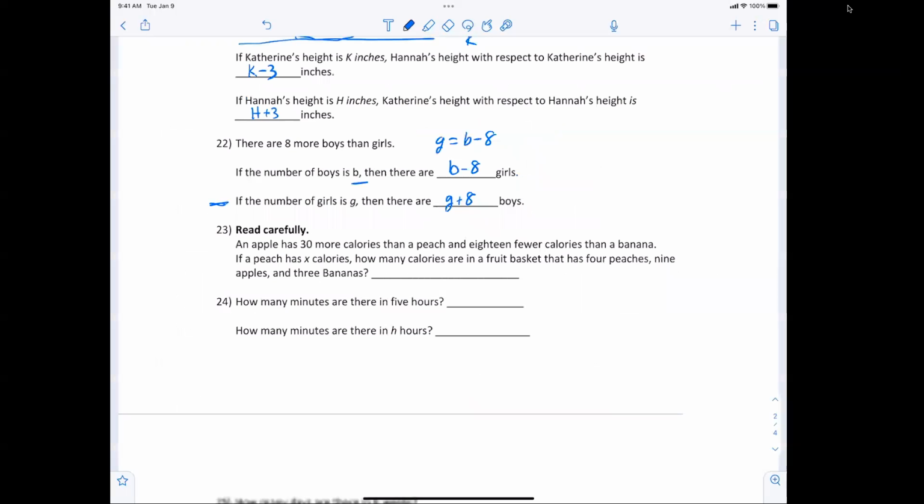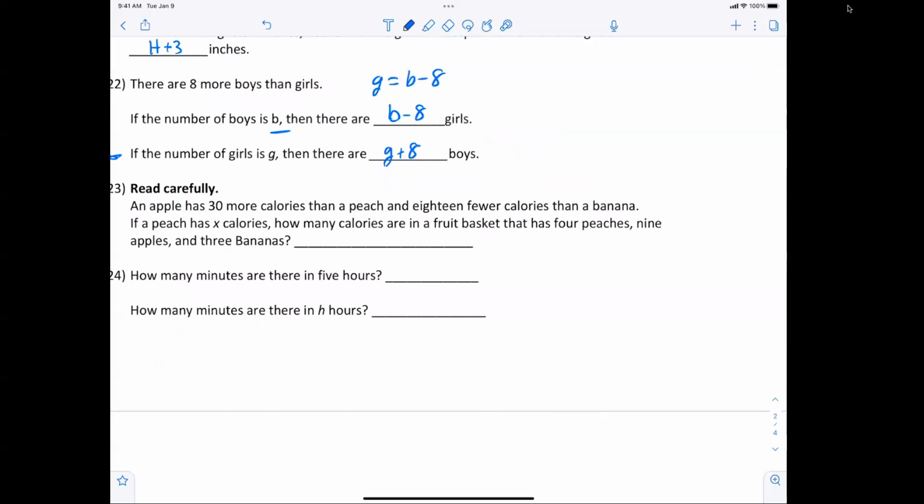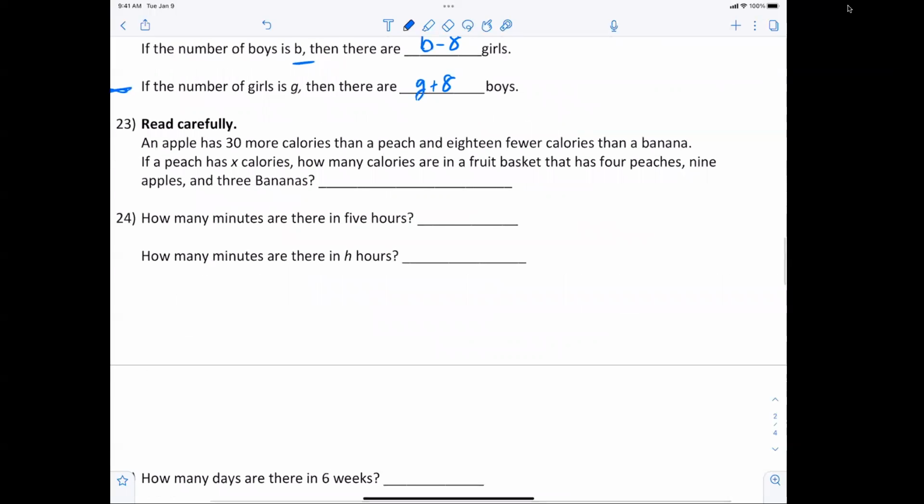Okay, now 23. You got the really tricky one. All right, so everyone, I want everybody to read this, and I want everybody to write down what your thoughts are. I'm going to give you 1 minute and 30 seconds. Everybody try to write something down.